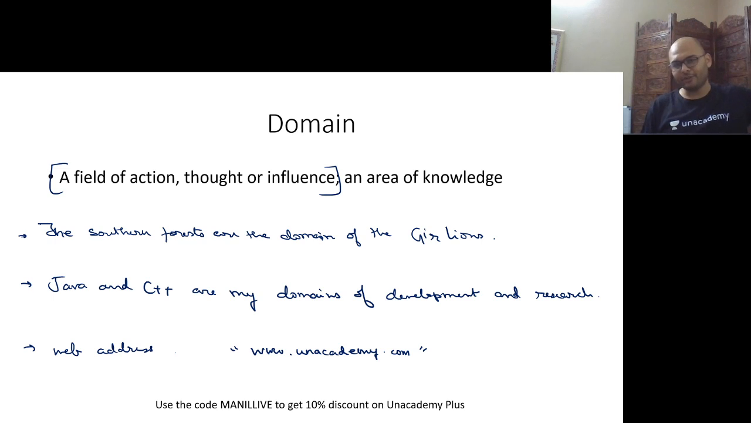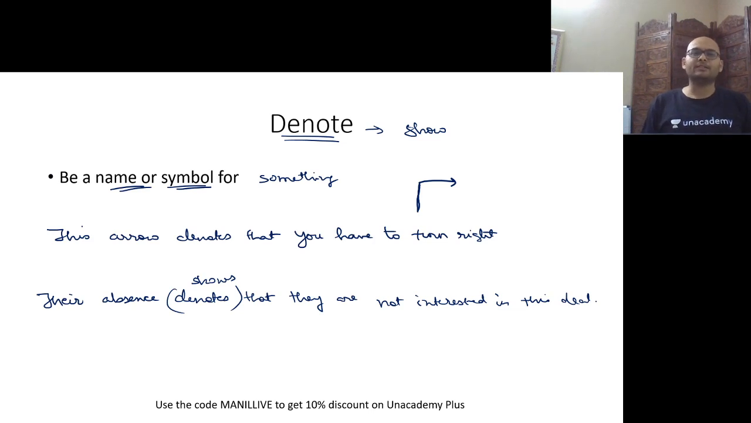Domain is an area in which you hold expertise, where you have influence, or it is an area of knowledge for somebody. For example, for me, English is a domain where I have a lot of knowledge, where I hold influence. At the same time, today the word domain is also used for a web address. For example, www.unacademy.com.